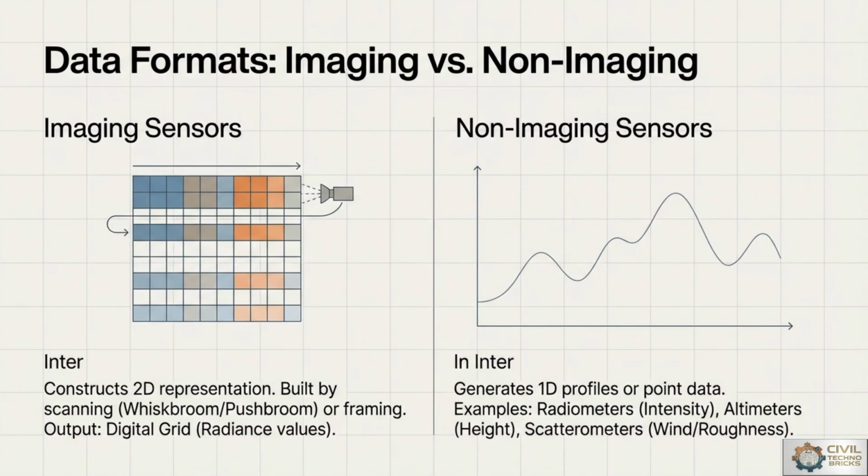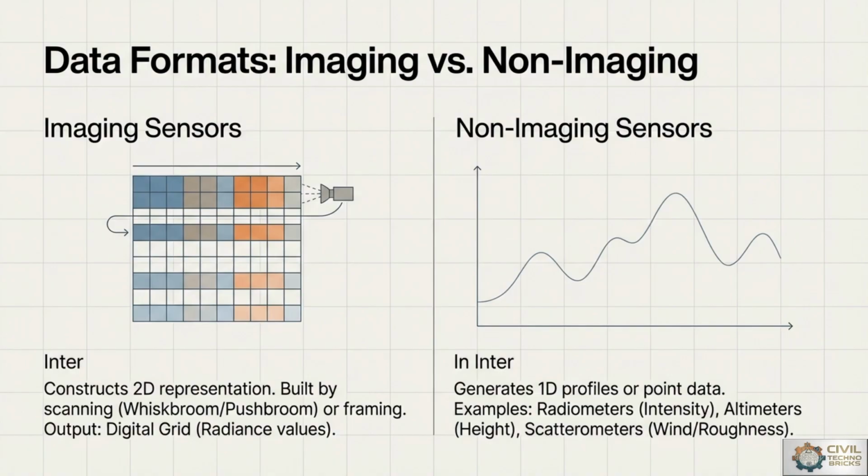Next most important is the imaging and non-imaging concept. That means the data formats. Imaging sensors create two-dimensional images by scanning, or we can say capturing the earth surface systematically, as explained in picture 1. Their output is stored as a digital raster grid containing pixel based radiance values, whereas non-imaging sensors generate point measurements or profiles instead of any image. Examples include radiometers, altimeters and scatterometers. They are used in elevation measurement, roughness analysis and environmental monitoring, etc.